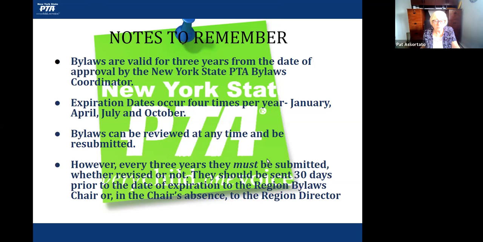Any bylaws approved by New York State August 15th through November 14th will have an October 1st expiration date, and so on throughout the year. The bylaws can be reviewed at any time and be resubmitted. However, every 3 years, they must be resubmitted, whether revised or not. They should be sent 30 days prior to the date of expiration to the Region Bylaws Chair, or in the Chair's absence to the Region Director.